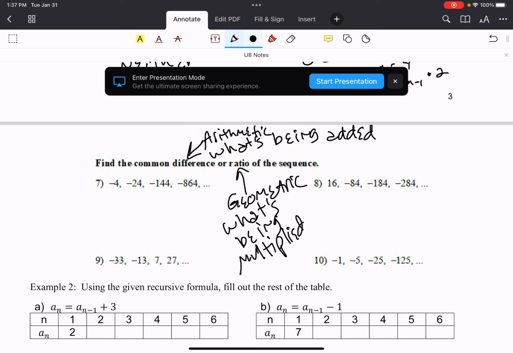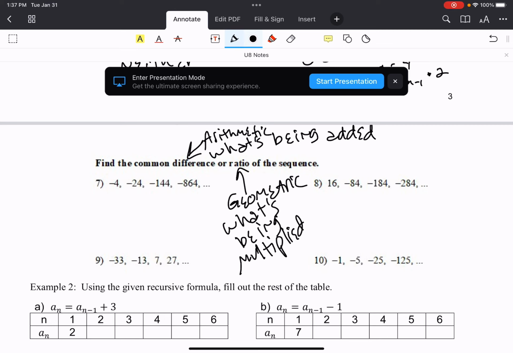So you don't even have to write arithmetic or geometric. Just by labeling your pattern either R or D, that tells me if it's arithmetic or geometric. So if it's arithmetic, we use D, common difference. And if it's geometric, we use R, common ratio.